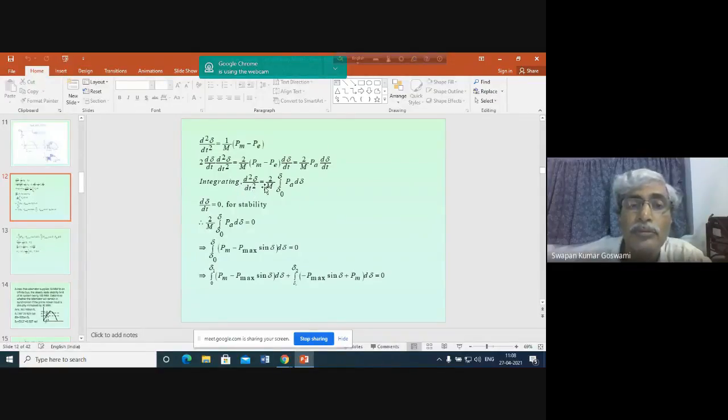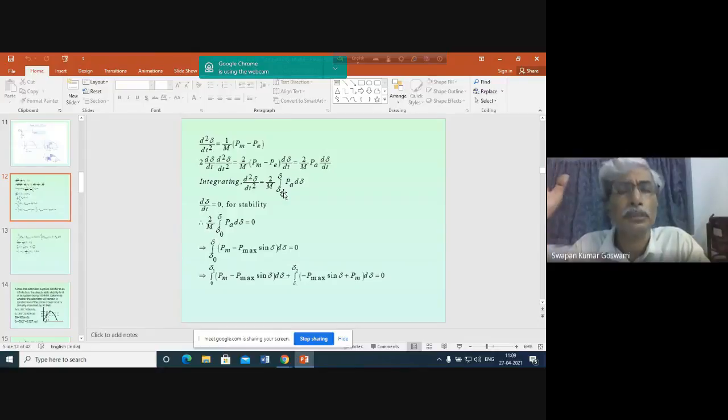Okay. So basically integration from delta 0 to delta. What is this delta? This delta is the final delta. That is, at delta 0 the machine is rotating at synchronous speed, and at delta it is again rotating at synchronous speed. So these are the two extremes between which the swing will be taking place. And obviously, if a new stable point exists, it will be between delta 0 and delta, between the two extreme points between which the rotor is swinging.